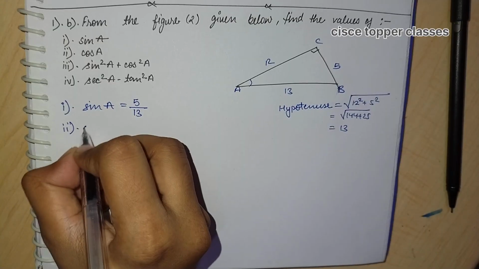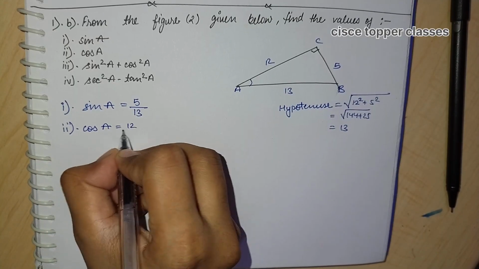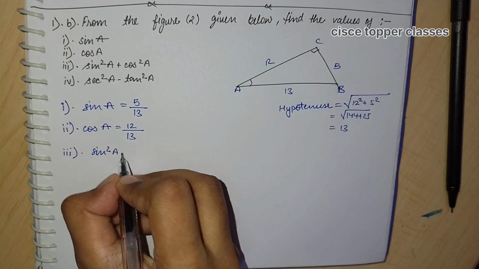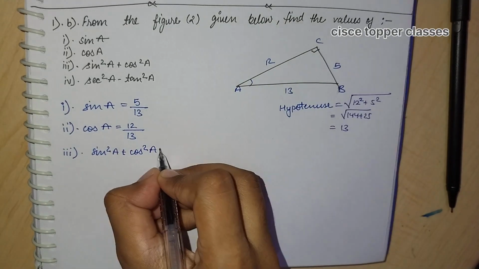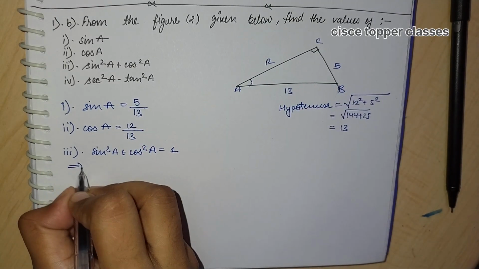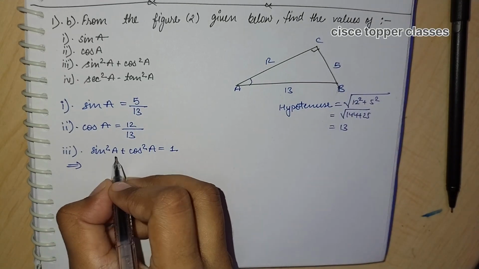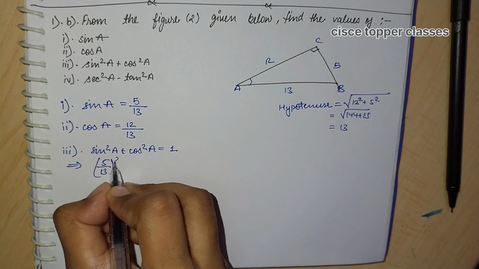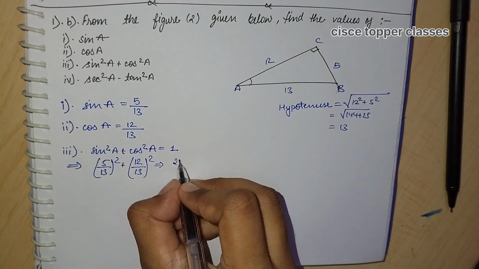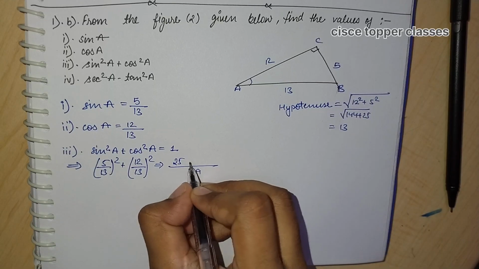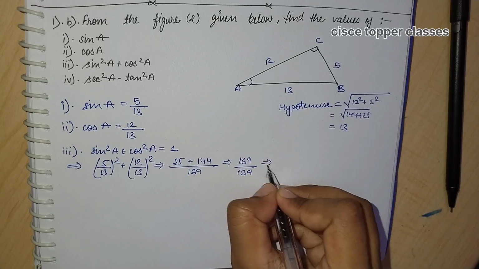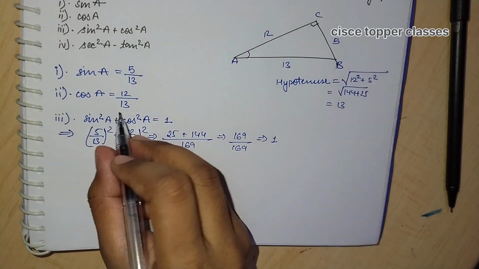The second part is asked as cos A. Cos A will be base by hypotenuse, means 12 by 13. Third part is asked as sin square A plus cos square A. So this will be 1 here because we know the identity. But if we want to apply, we will write sin square A as 5 by 13 whole square plus cos square A as 12 by 13 whole square. So it will be equal to 25 by 169 plus 144 by 169, so this will be 169 divided by 169, means 1 is the answer which we have calculated here.